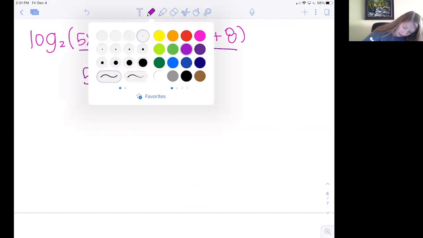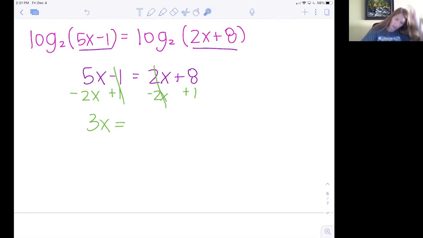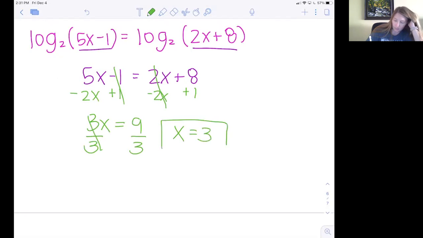And now I just solve for this. So I'm going to add 1 over, and subtract 2x. I would suggest not doing these in the same step, but I am going to. And you can just pause it, maybe the thing to do is when I get to this step right here, just pause it, solve for it, see if you get the same x. So I've got 3x equals 9. I divide by 3, and I have x equals 3 is the answer.